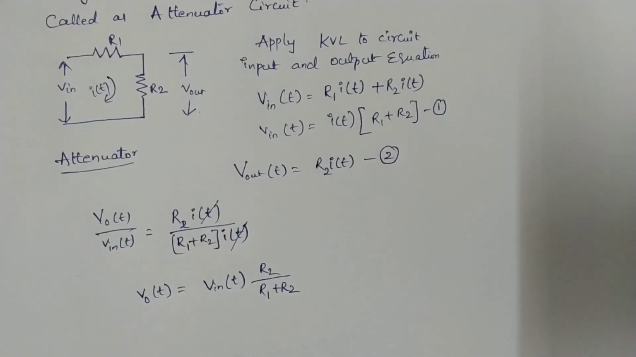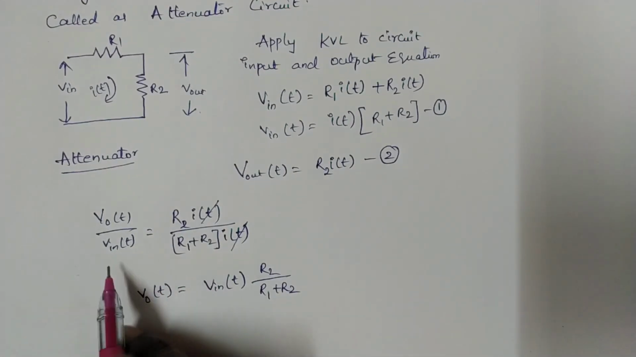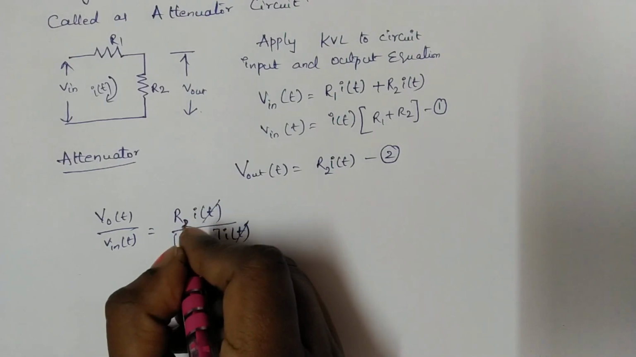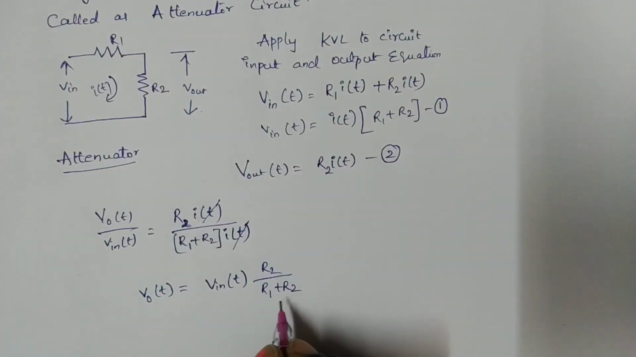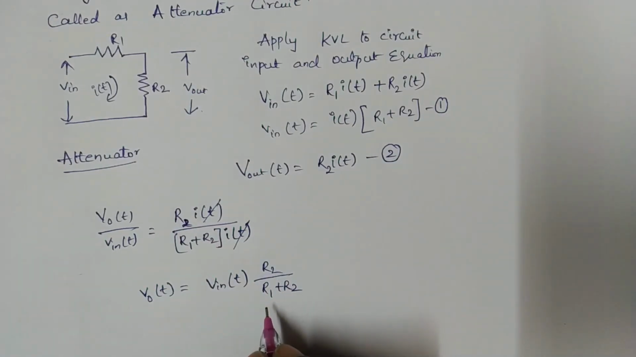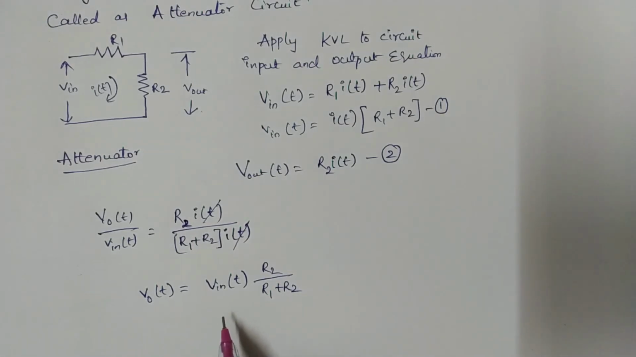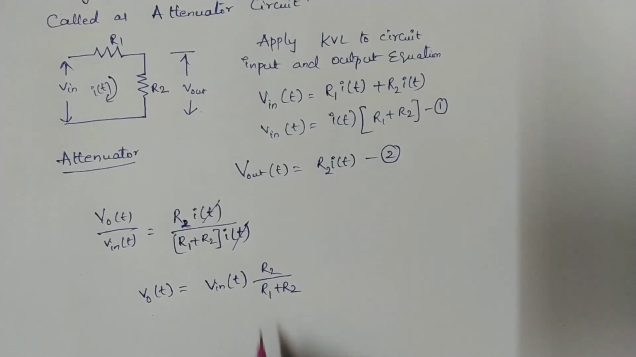Okay, V output equals V input into, taking this V input to the other side, R2 by R1 plus R2. Here R2 by R1 plus R2 is called the attenuation factor. That means from this equation we can understand that the output voltage is the product of the input voltage with the attenuation factor, so that it reduces the amount of signal at the output.